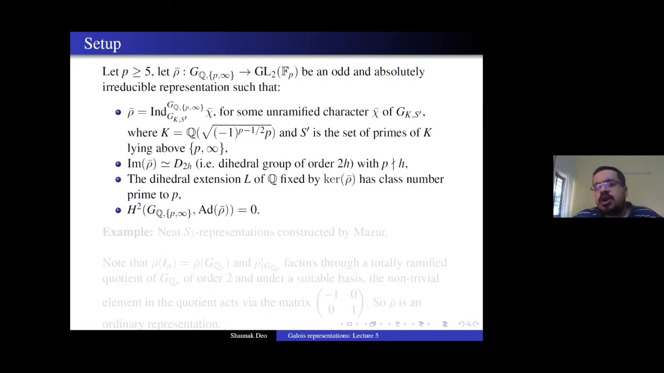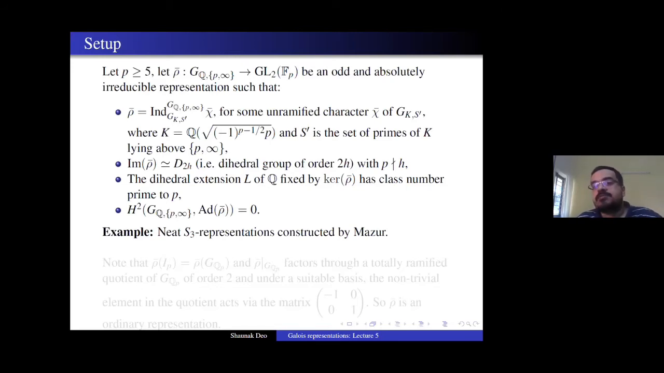So this seems like a lot of conditions, but I'd like to recall that we have already seen representations which satisfy these properties. They are the neat S3 representations which were constructed by Mazur. I think in the third lecture, we were looking at examples of unobstructed representations. There's a family of representations that Mazur constructed, the splitting field of x^3 + ax + 1 such that 27 + 4a^3 is a prime. We called them neat S3 representations. Those representations actually satisfy all these properties.